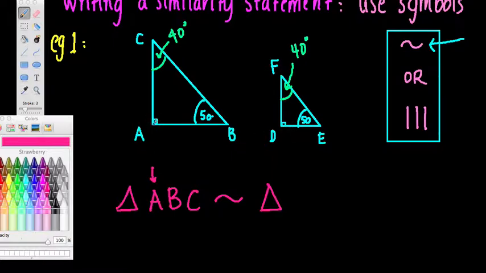So A is where the right angle is. So the first vertex I should mention in this triangle is where the right angle is, that's D. The next vertex that I mentioned was B, where the 50 degrees is, and that's E, isn't it? That matches with E. And finally, where the 40 degrees is, that's C, that's the last one I wrote. In this triangle, that is F. So A, B, C is similar to D, E, F. Don't forget your little triangle symbol. What we'll also do in this topic is look at particular reasonings or justification as to how we know that they're similar.